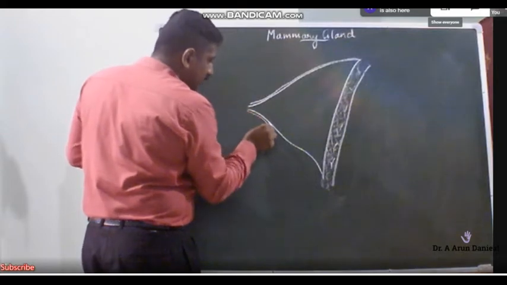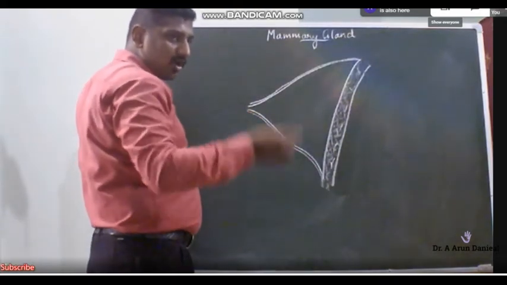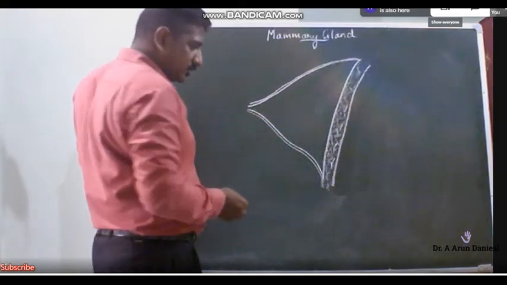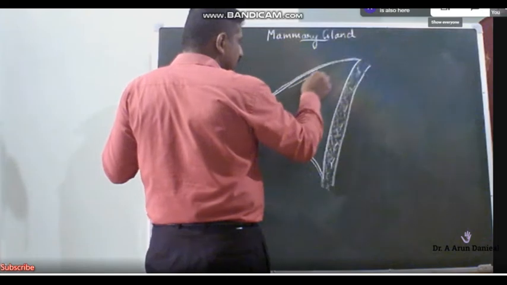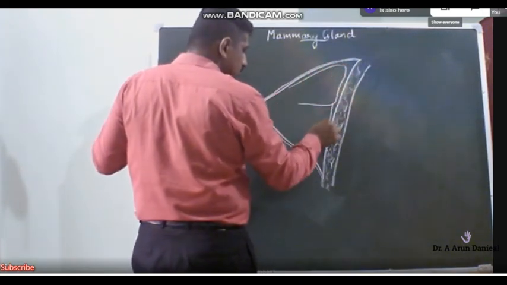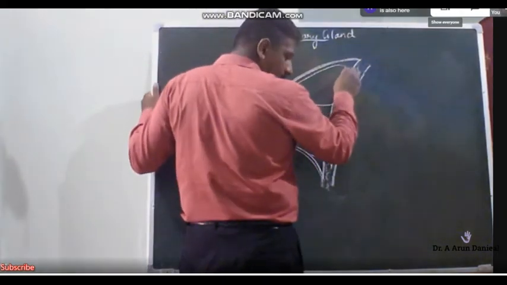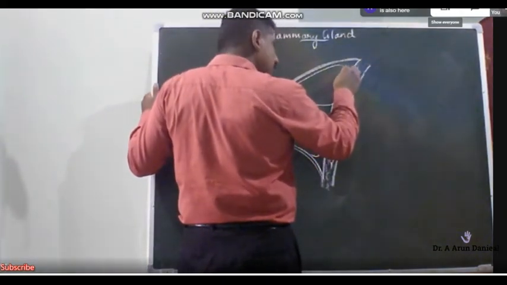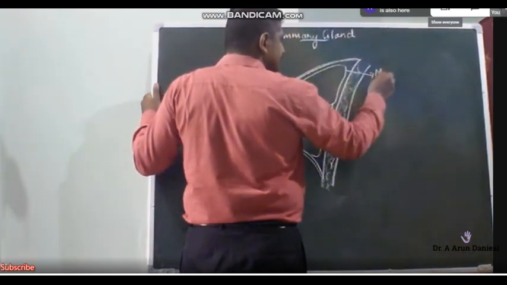So the very important thing for the board examination is you must know the walls or layers through which the milk is transported. Just as the testis is made up of testicular lobules, the mammary gland is also made of mammary lobules, or you can say mammary lobes. So I will take mammary lobes into consideration here.